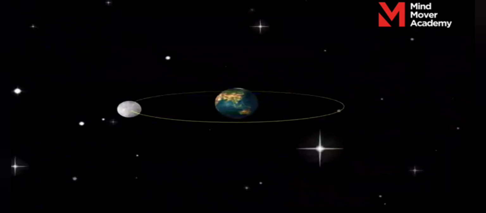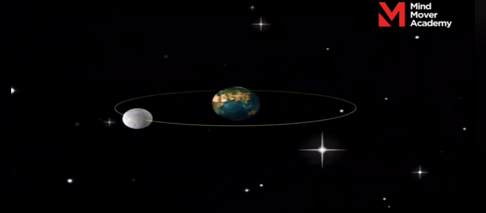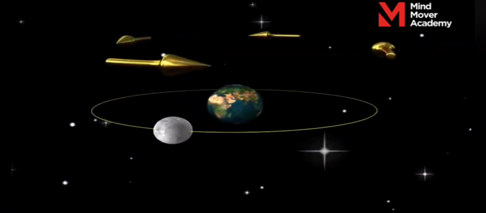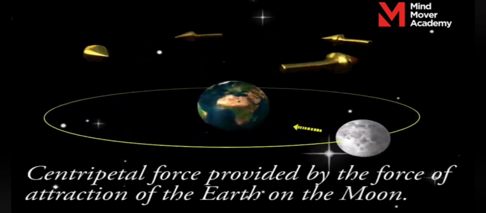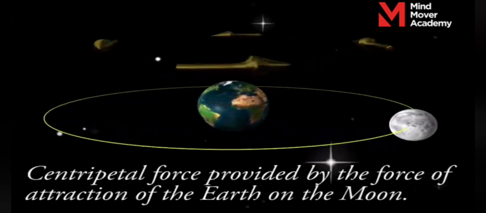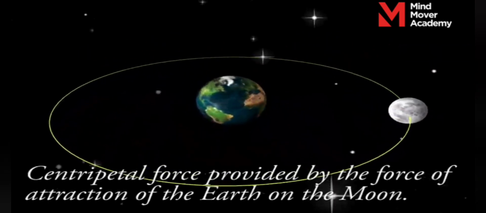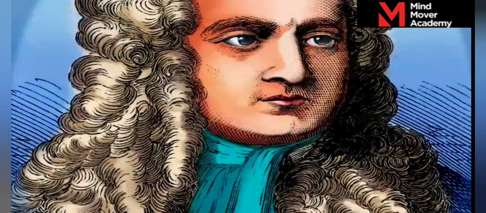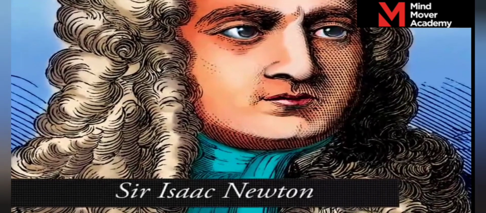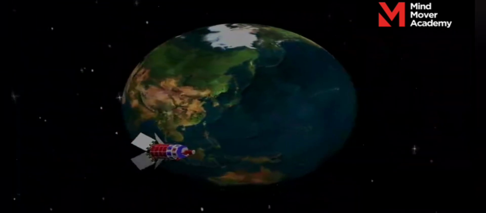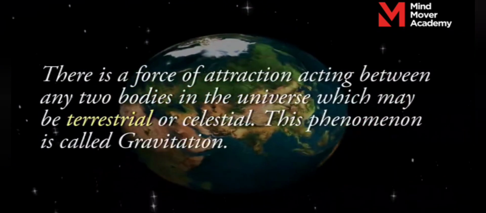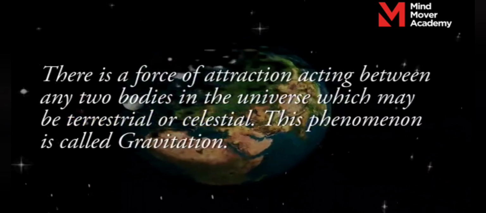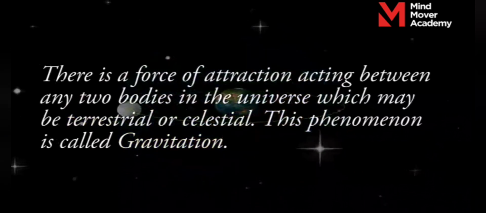Based on this activity, we can conclude that the motion of the moon around the earth is due to the centripetal force provided by force of attraction of the earth on the moon. So, Newton concluded that there is a force of attraction acting between any two bodies in the universe which may be terrestrial or celestial. This phenomenon is called gravitation.